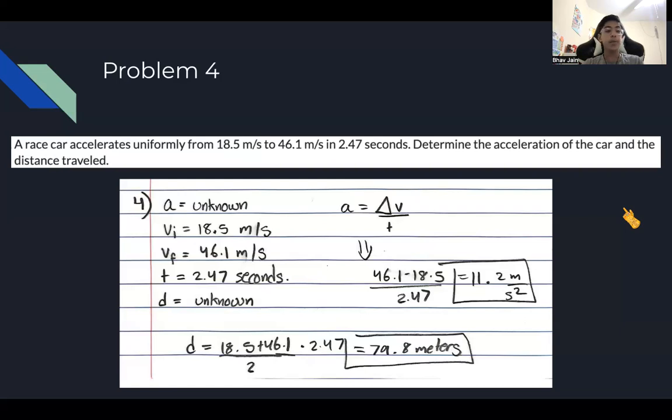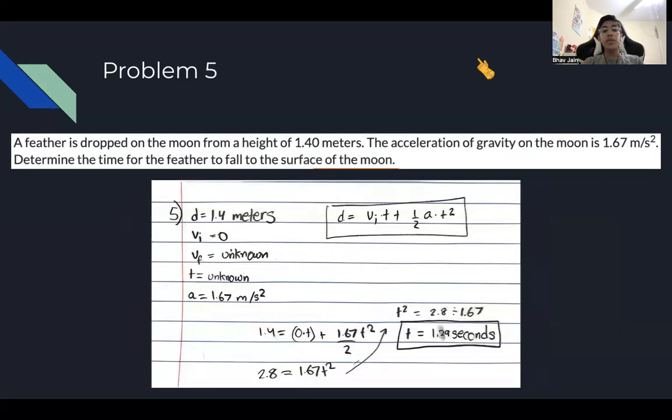For the last practice problem, a feather is dropped on the moon from a height of 1.4 meters. The acceleration of gravity on the moon is 1.67 meters per second squared. Determine the time for the feather to fall on the surface of the moon. This question is another question regarding free fall, and so we will use g. However, because we're on the moon and gravity is stated to be a different number, we will use that value of g instead of 9.8.